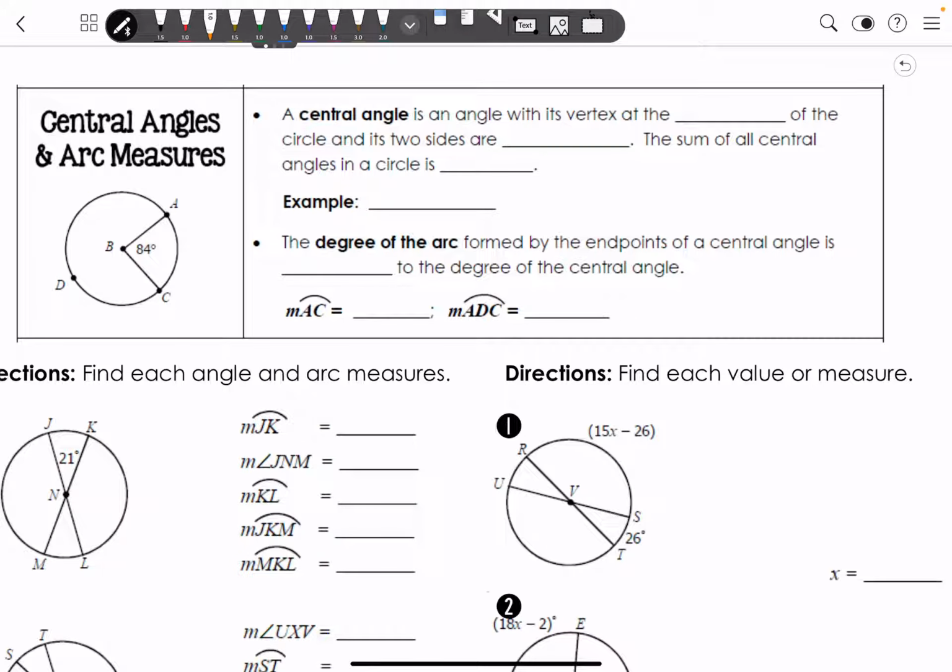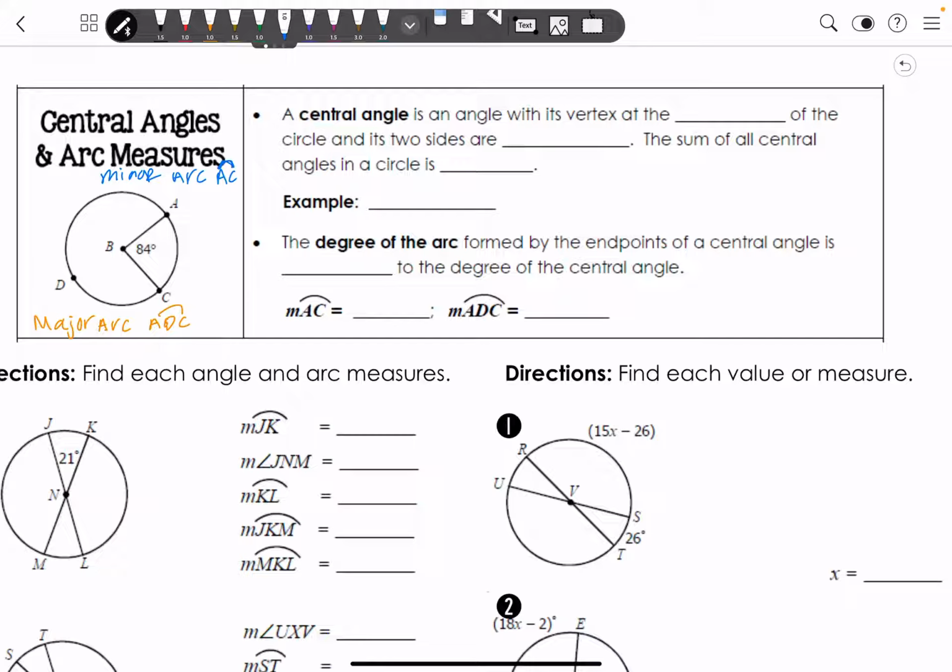So if you want to write that in, you can. Major arc would be arc ADC, and your minor arc is arc AC. And it's just kind of like an upside down U or an upside down parabola on top of those.